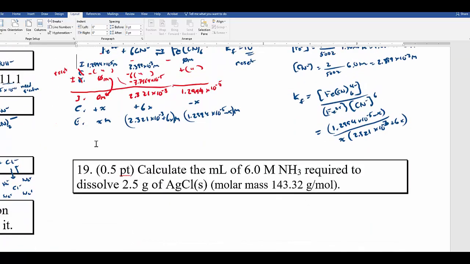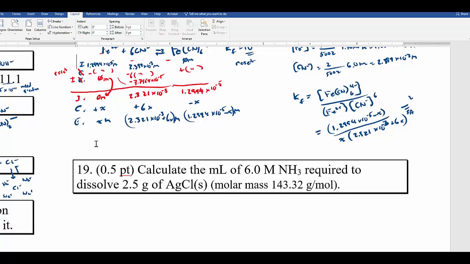The whole reason for resetting it is so that the simplifying assumption would work. The simplifying assumption should work here. It's heavily favored the product, so I don't expect much of the reverse reaction to occur. And so the simplifying assumption is going to be x is going to be a lot smaller than 10 to the minus 5, and 6x is going to be a lot smaller than 10 to the minus 3.